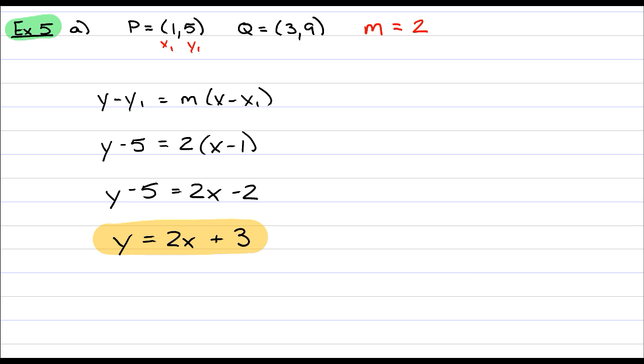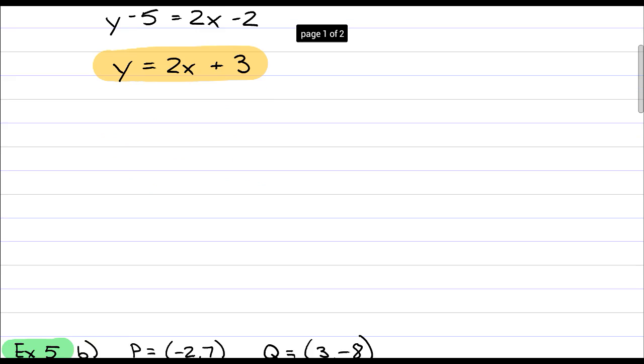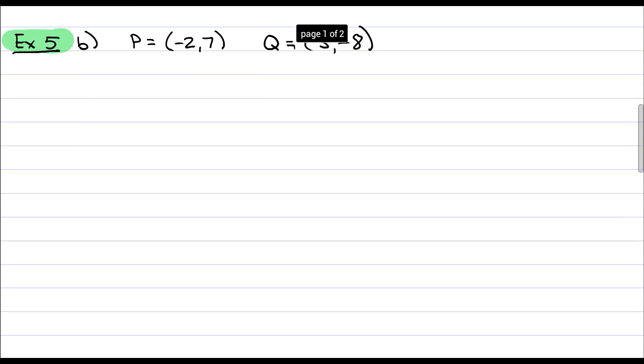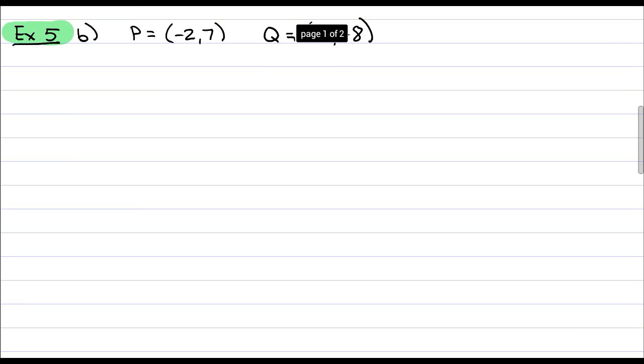Okay, so continuing on. In part B, I want to find the equation of the line that passes through these 2 points. Again, if I were starting from scratch, the first step would be to find the slope of the line that passes through those 2 points. We already did this in example 2, and we found that the slope here was minus 3.